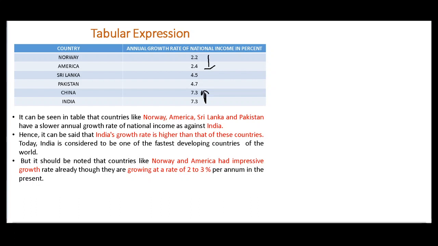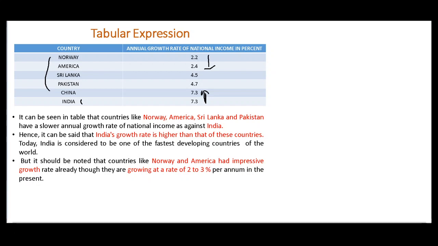It can be seen in the table that countries like Norway, America, Sri Lanka and Pakistan have a slower annual growth rate of national income as against India. Hence, it can be said that India's growth rate is higher than these countries. Today, India is considered one of the fastest developing countries of the world.